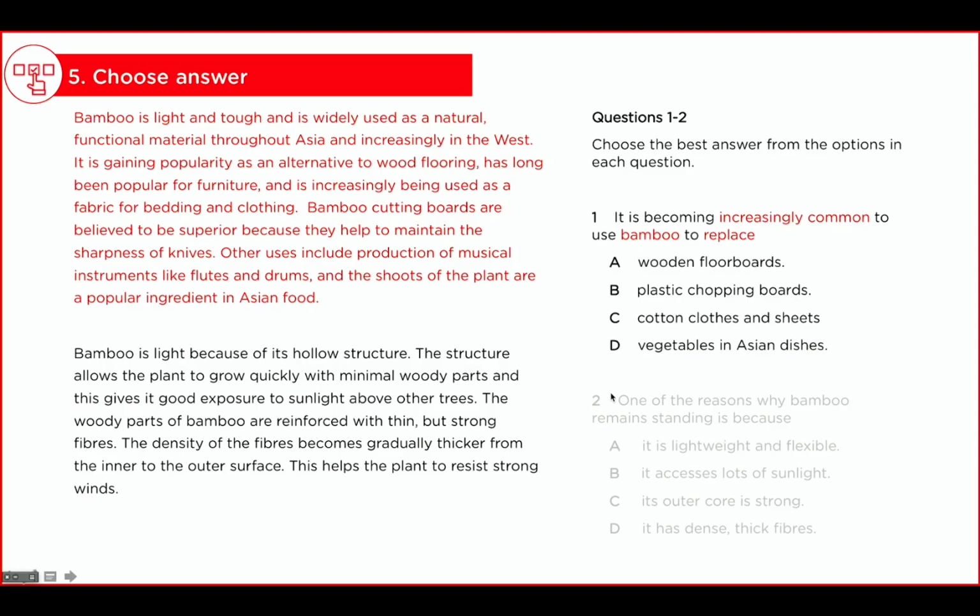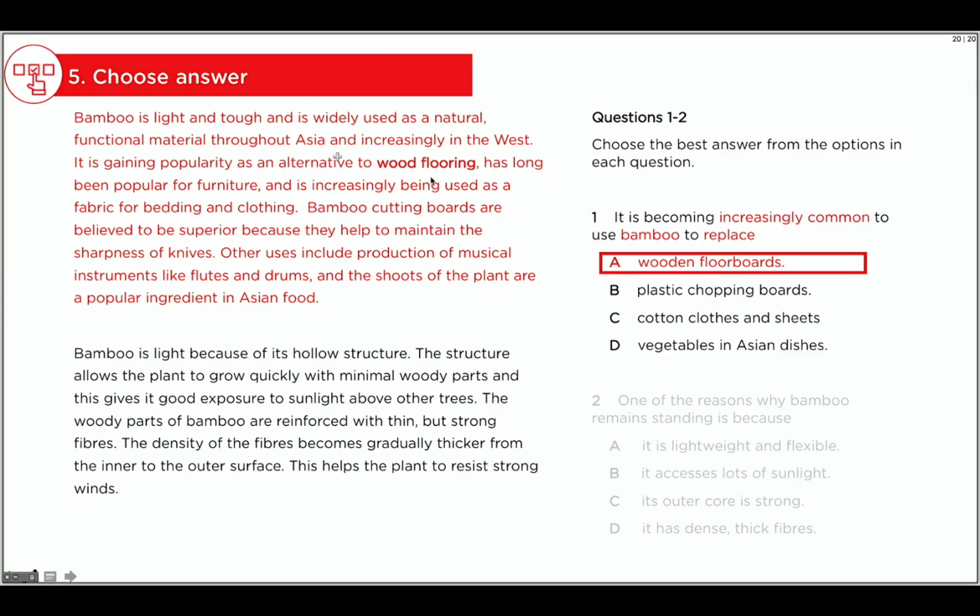So now we need to choose the answer. It is becoming increasingly common to use bamboo to replace what? Okay, the answer there is wooden floorboards. The answer is that because here it says it's gaining popularity as an alternative to wood flooring. This basically says the same thing as that, okay? And although it does mention chopping boards and clothes and vegetables, they're not the correct answer. They were wrong. They are not being replaced by bamboo.